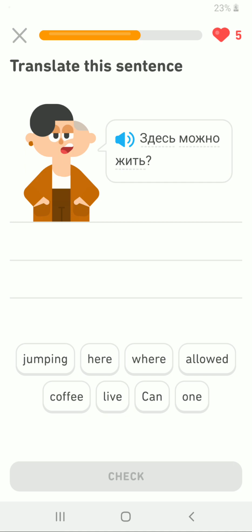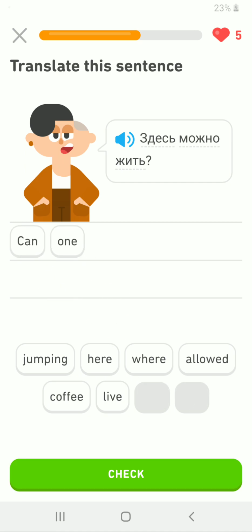Здесь можно жить. So можно means it's allowed, one can. It's kind of the opposite of нельзя. Нельзя is not allowed, but можно is allowed. So здесь можно жить. Can we live here? Can one live here?